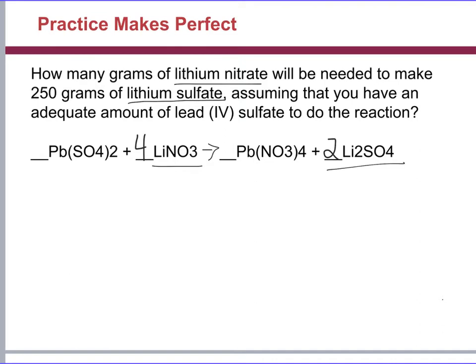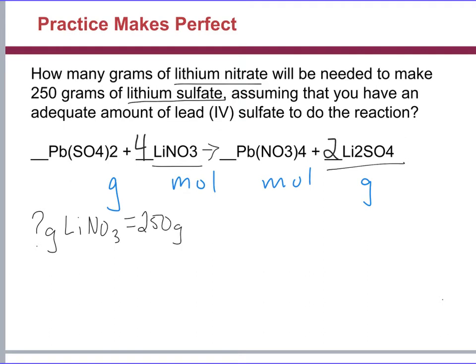Okay, so now let's go through our steps of dimensional analysis. Okay, remember with these, you know my little sayings, grams to moles to grams. That's my silly little saying, but it helps me know the steps I need to do. Okay, so now going back to dimensional analysis. What's this question asking for? So this says, how many grams of lithium nitrate will be needed to make 250 grams of lithium sulfate, copying its formula down.